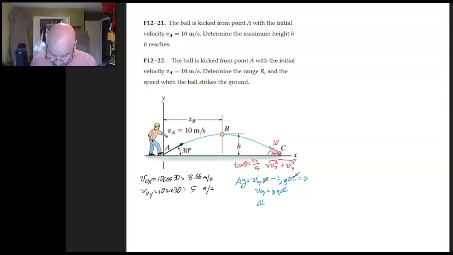So my time of flight is really easy to get here. I'm going to have 2 v0y over g. Double check that. Yeah, it looks pretty good. So that's going to be 2 times 5 divided by 9.81. I put that into my calculator, and what we get for our time of flight is 1.1.